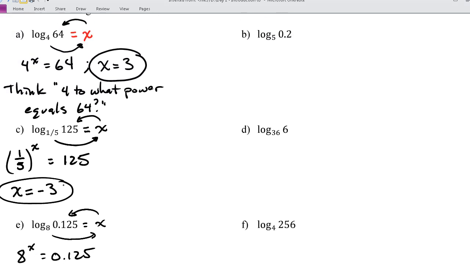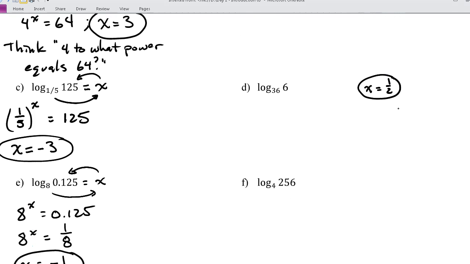If you want to check your answers, I'll just put the answers here so you can check as you go through to see if you got them. So for part B, x is going to be -1. For part D, x is going to be 1/2. And again, you should make sure that you can work through these. And for part F, x is going to be 4. So if you have questions about any of those three, make sure that you ask me.